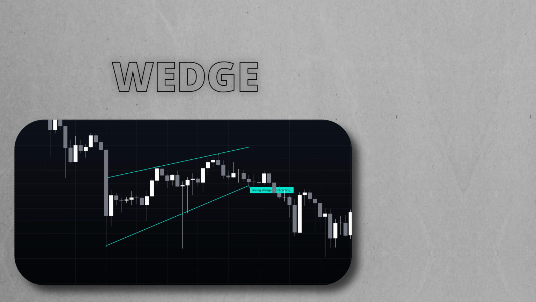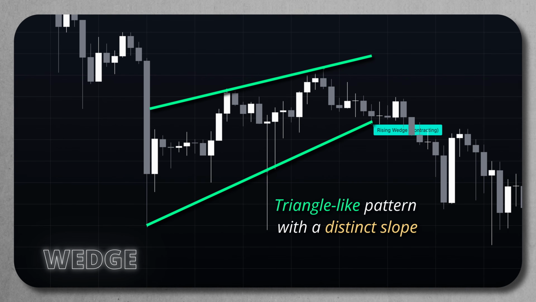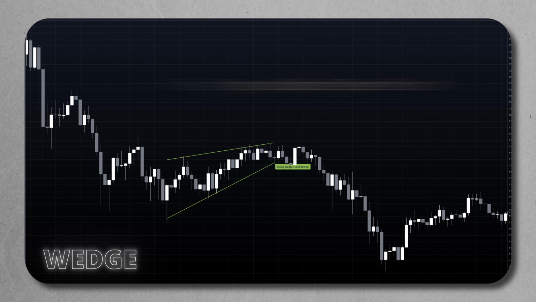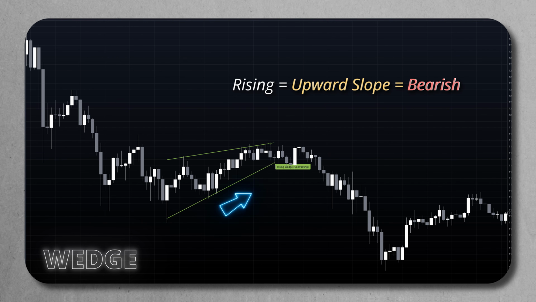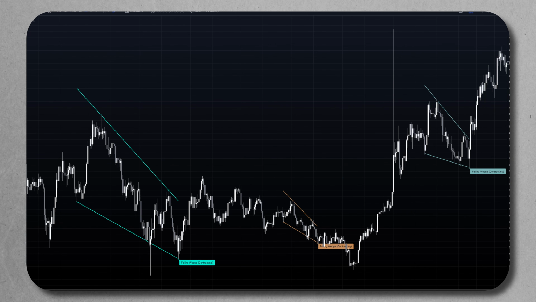Wedge pattern. A wedge occurs when trend lines converge, forming a triangle-like pattern but with a distinct slope. Rising wedge slopes upward, typically bearish, signals potential reversal of uptrend. Falling wedge slopes downward, typically bullish, signals potential reversal of downtrend. The pattern shows decreasing volatility and usually breaks out in the opposite direction of the slope.